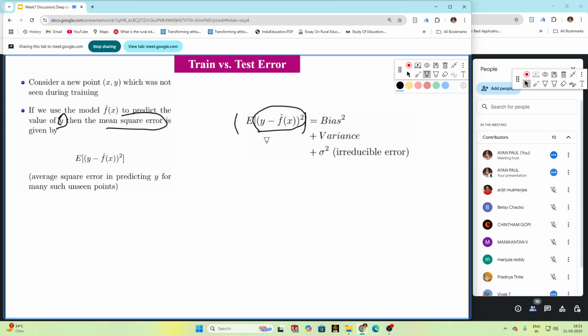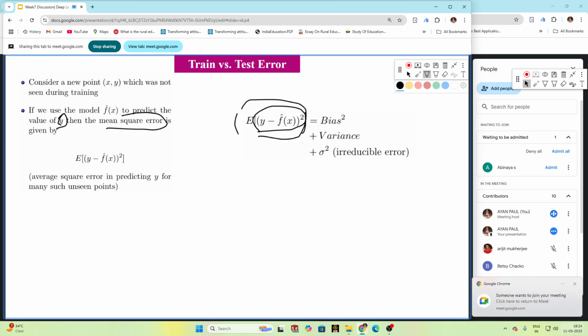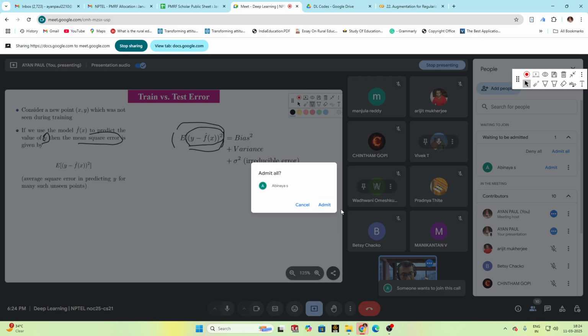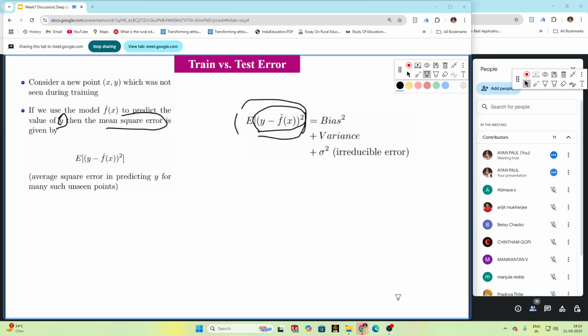Now this MSE, or the loss, is equal to the square of the bias plus the variance plus some kind of irreducible error.